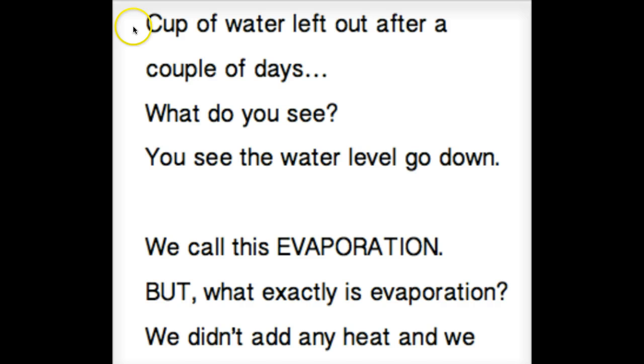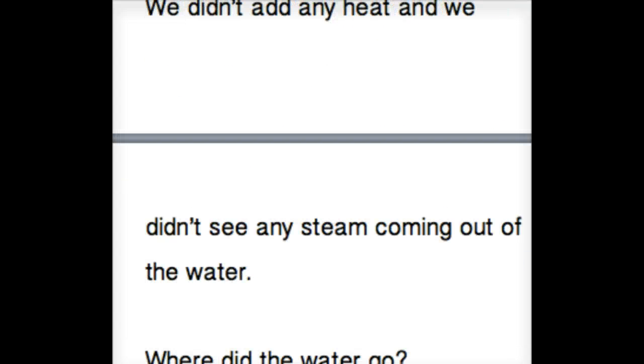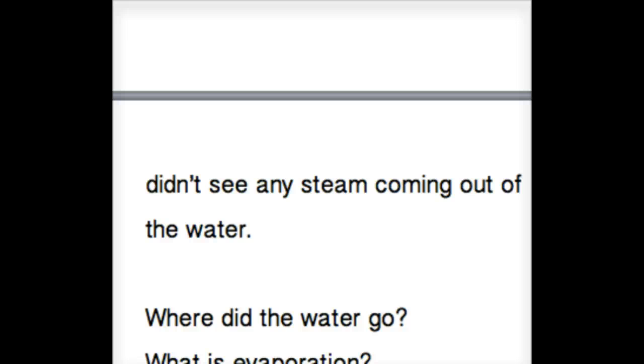Again, the second scenario is a cup of water left out after a couple of days. What do you see happening? You see the water level go down. Because boiling didn't occur, we call this evaporation. But what exactly is evaporation? We didn't add any heat this time. We didn't see any steam coming out of the water. Where did the water go?